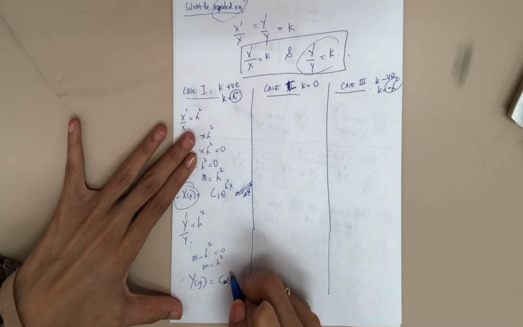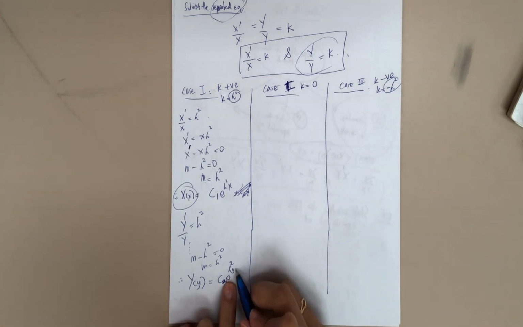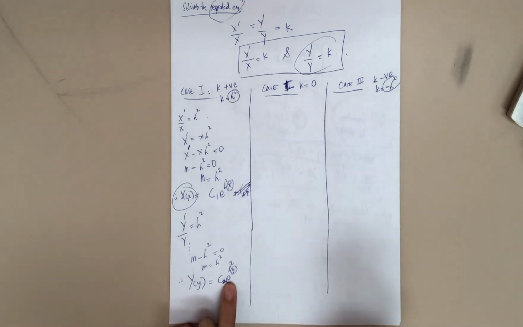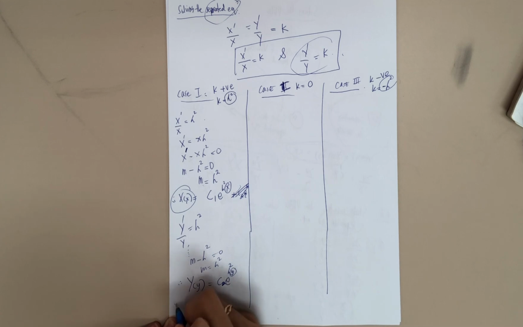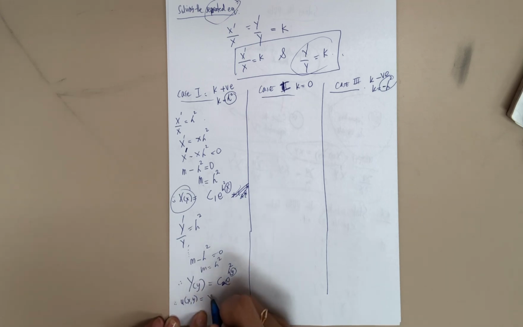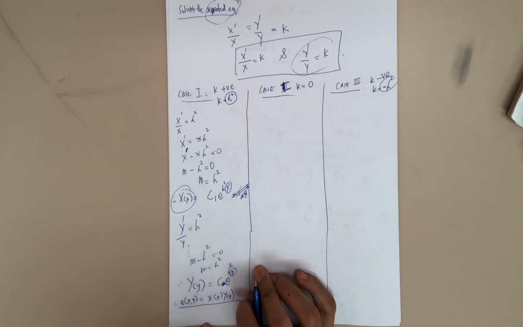So this one will be y equal to C2 e to the lambda square y. Class, so here is the difference. Then last one, for case number 1, u of x y is equal to X times Y. This one I already wrote in the previous video, separating the equation.